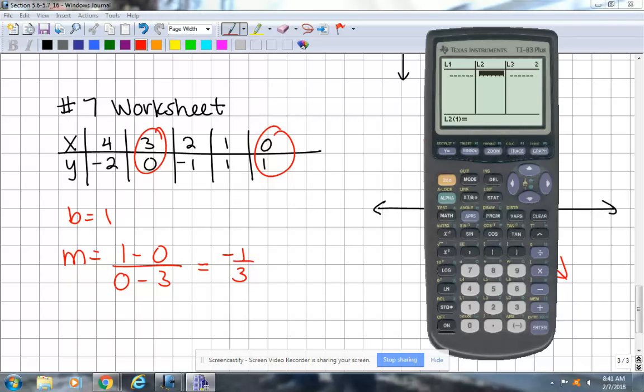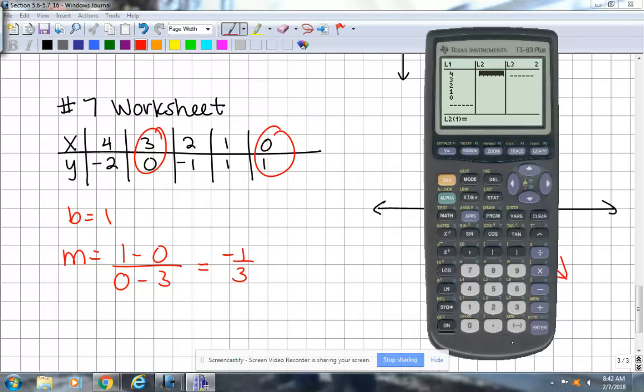Okay, so what you're going to do is for your X's, you're going to put them in order, 4, 3, 2, 1, 0. So arrow over to your highlighting under L1. If you hit enter, mine worked if I hit enter. And then arrow over to the L2 side and do your Y's.